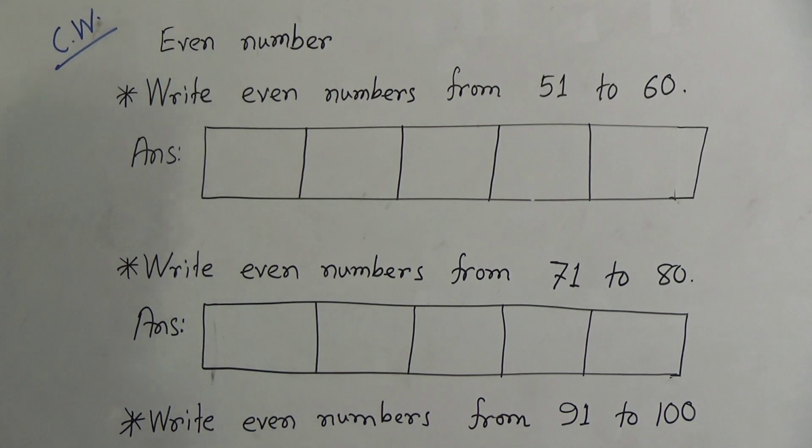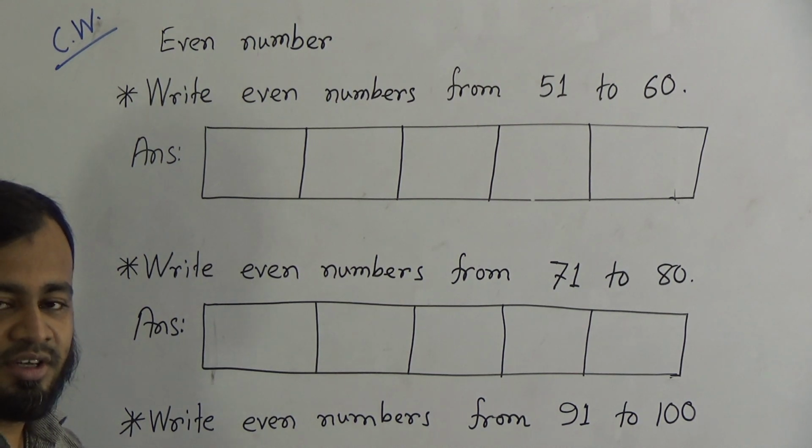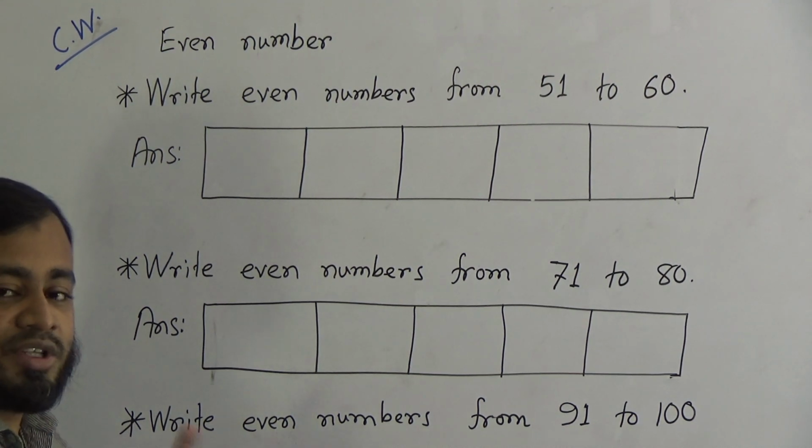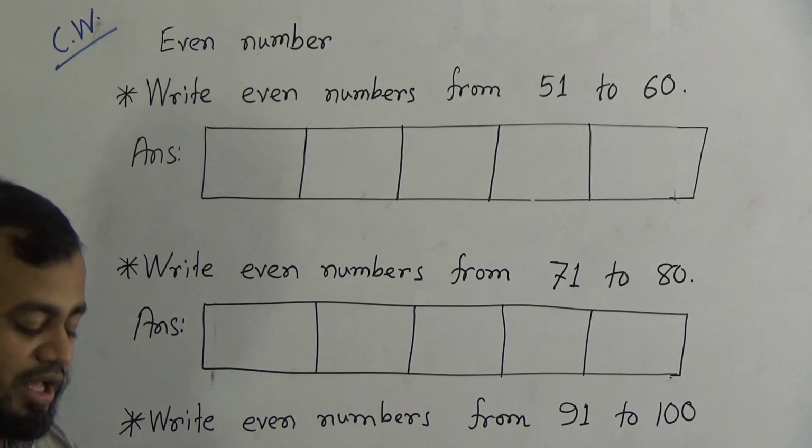In the previous class, we learned the odd numbers. The odd numbers were the numbers that can't make a pair. And my dear students, what is an even number? Which number can make pairs, that's our even number. I repeat, which number can make pairs, that's called an even number.